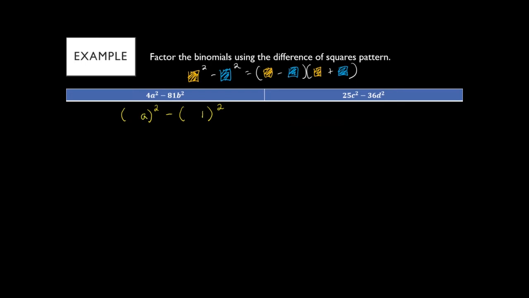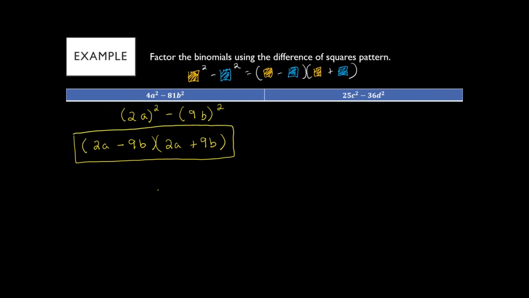I know that I'm going to have an a and a b because I have a squared and a b squared. The question is, what are the numbers? The square root of 4 is 2, so that's going to be a 2a. And the square root of 81 is 9, so that will be a 9b there. So you just fill it in so that you have your pattern. And then once we've determined that, I'm going to put it in the factored form. My 2a goes first, and then 9b goes second.